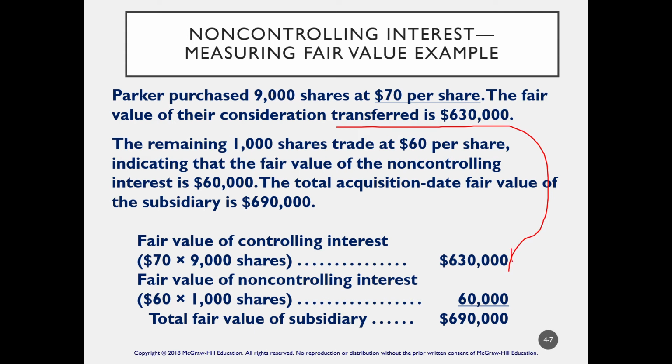We can see that here. And now we need to account for the non-controlling interest. Out of the 10,000 shares, there's 1,000 shares. And we're going to use the trading price for this stock, which is $60 per share. So that's our non-controlling interest fair market value. So we have a total fair value for this subsidiary representing 100%. And now we can continue on with the formula that we talked about in the previous slide.